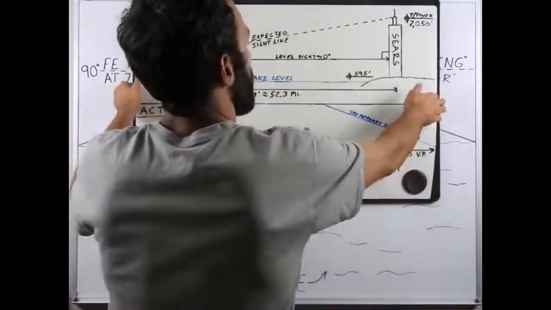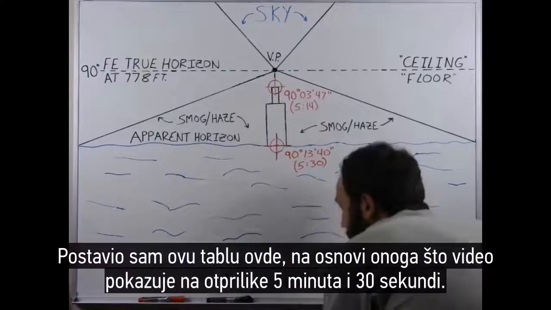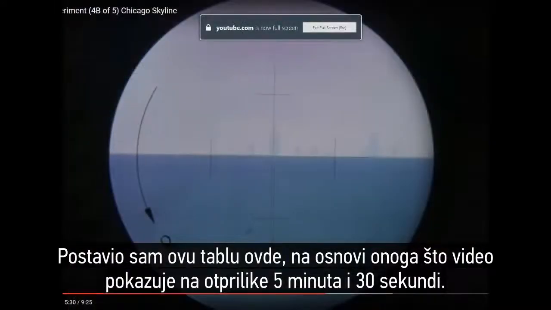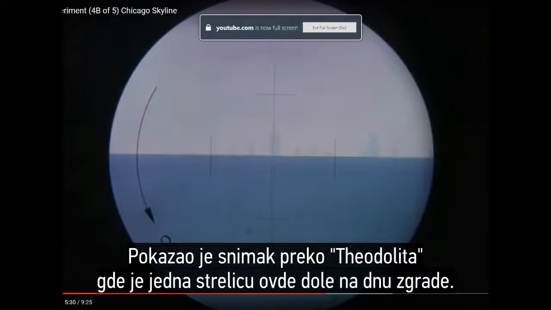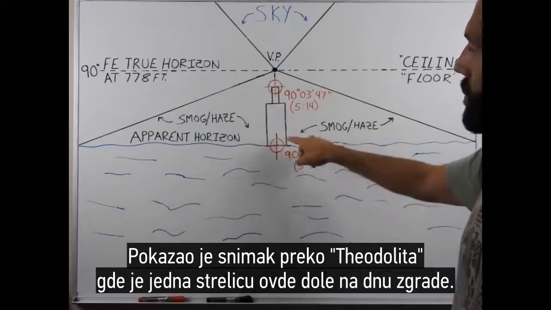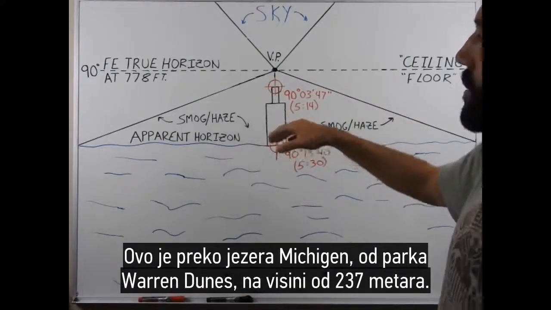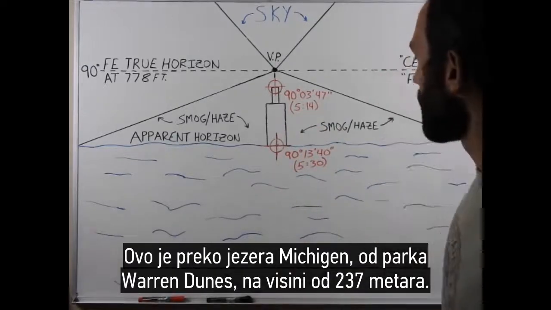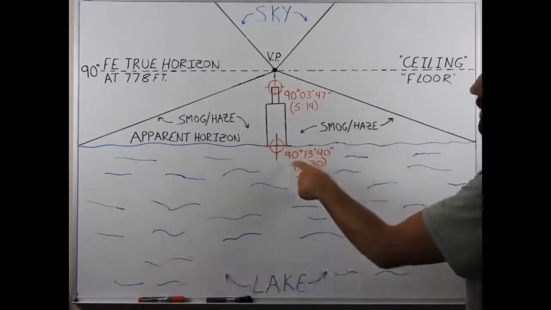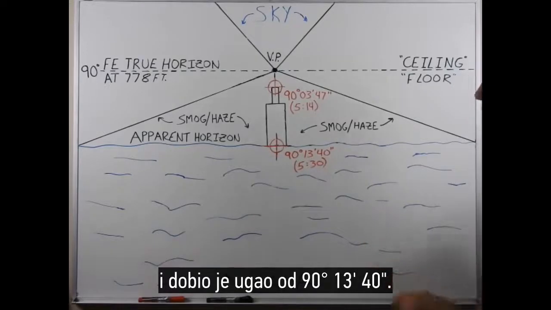So, if you watch the video, I've set this board up here based on what you saw at about 5 minutes and 30 seconds. He showed a shot through the theodolite of the crosshair right down here at the base of the building. This is looking across Lake Michigan, okay, from Warren Dunes Park at an elevation of 778 feet. Okay, he shot down here to determine the distance to the horizon, and he got an angle of 90 degrees, 13 minutes and 40 seconds.